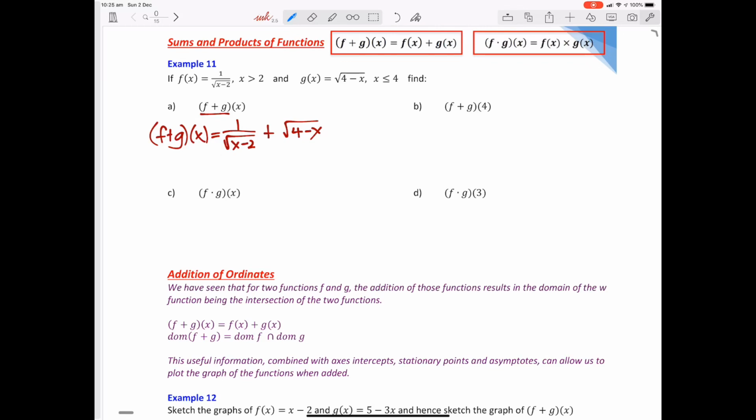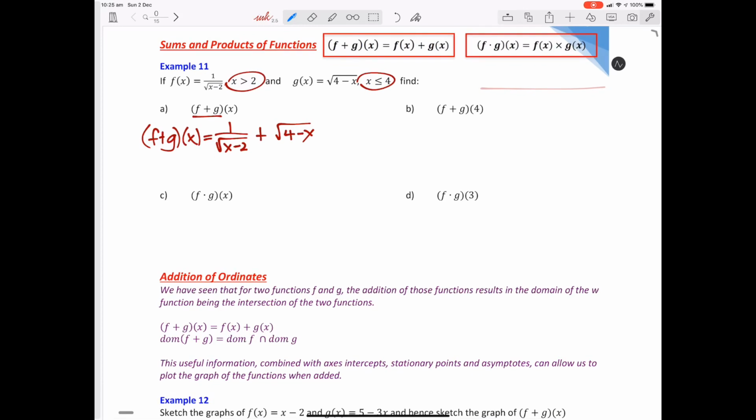Now we want to work out the domain for the sum or product of multiple functions added together. It's where the domains intersect. So let's quickly draw a number line. There's 2 and greater than for this function, f of x. And then the other one is 4, including, and less than. So the domain for this sum of two functions is from 2 to 4, not inclusive of 2. So we say x is an element of (2, 4].